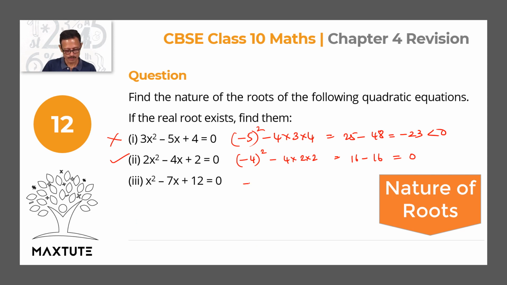Look at the third one, which is minus 7 square, which is b square, minus 4 times 1 into 12. a is equal to 1, c is equal to 12. 49 minus 4 into 12, which is 48, is equal to 1. This is greater than 0. So it definitely has roots, real and distinct roots. For the second and third, we'll compute the roots using the formula subsequently.